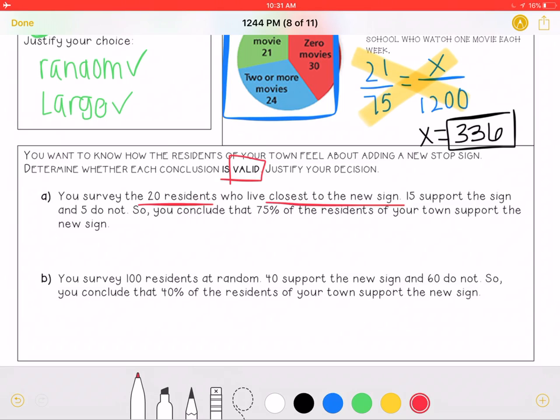Now guys, be careful about this. They're only surveying 20 residents, and their survey wasn't random. They didn't just randomly survey people in the town. They asked people that live the closest to the sign. Wouldn't you assume that people who live near the sign like it because it's keeping them safe? So this would not give us valid results. This is not valid because the data they polled is biased.